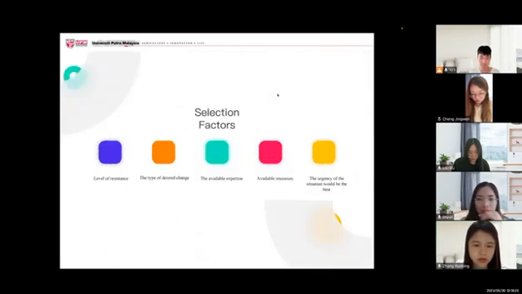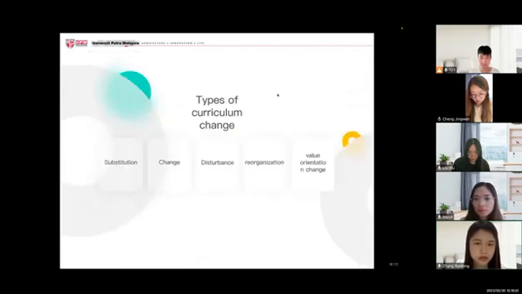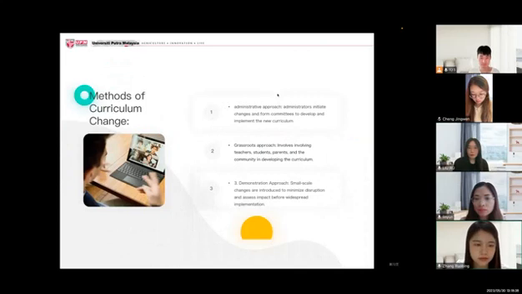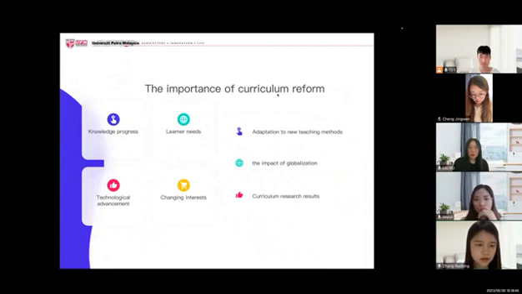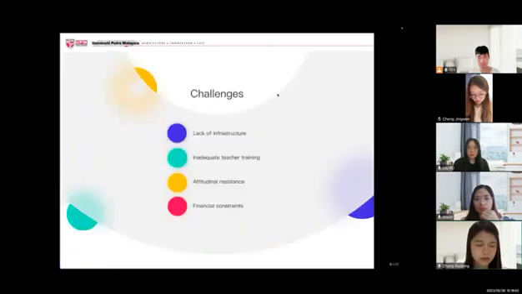We also discover how to choose which implementation model to use. Next one. Time of the curriculum change. Next one. Map of curriculum change. Next one. The importance of curriculum reform. And next one. And the challenges. Next one.